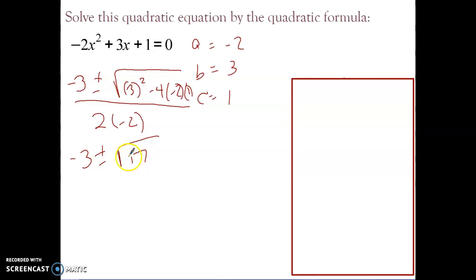Okay, I'm going to pause right here. Look at the 17. Remember from our discriminant video, 17 is positive. So that tells me that my solutions are both going to be real. And 17 is not a perfect square number, so that tells me that my solutions are both going to be irrational. So I'm going to have two real irrational solutions. In the denominator, 2 times negative 2 is negative 4.